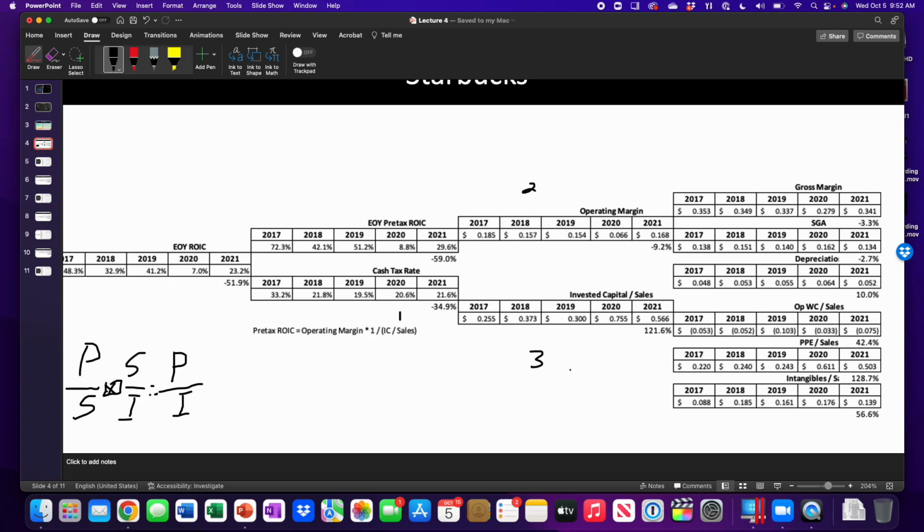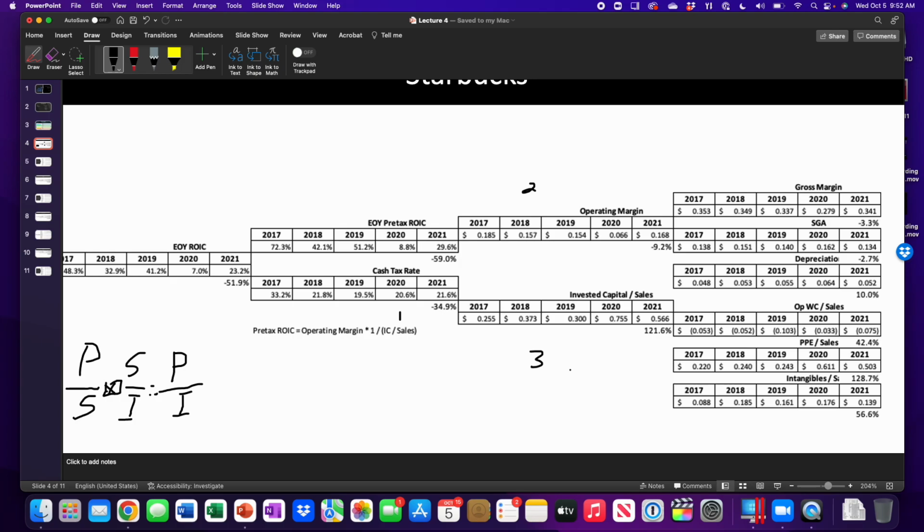Okay? So, let's look at the first one. Gross margin in 2017 was 35.3. Gross margin in 2021 was 34.1. They actually saw a 3.3% decline in gross margin. That is going to hurt the operating margin. So one of the reasons why the operating margin of Starbucks fell is they lost essentially 1.2 cents by a lower gross margin per dollar of sales between 2017 and 2021.